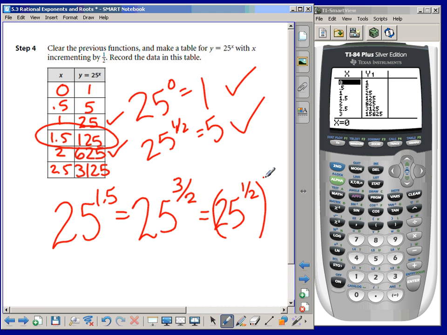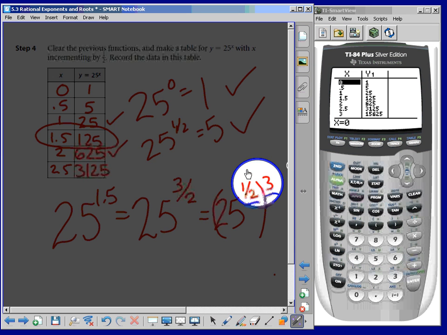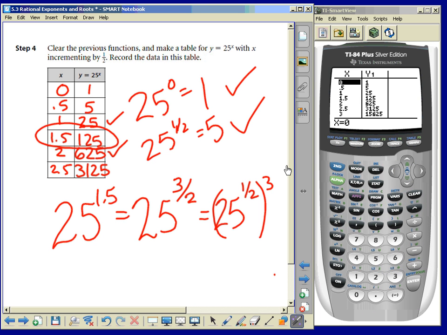What do you think about this? Is that legal? Changing that 3/2 to 25 to the 1/2 cubed. 25 to the 1/2 power and then cubed. Well, think about that. If we had a power to a power, what would you do with those exponents? You would multiply them. We learned that earlier this week. 1/2 times 3 is 3/2 or 1.5. So that breakdown seems to make sense.